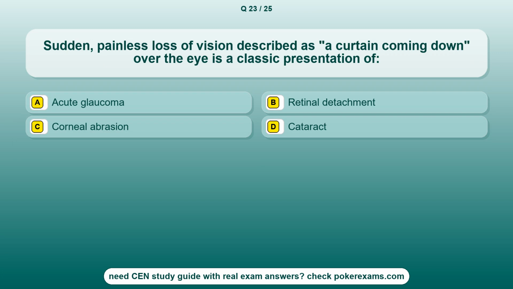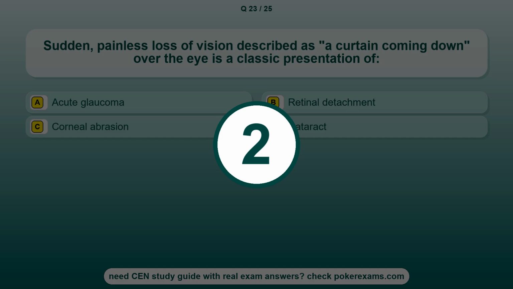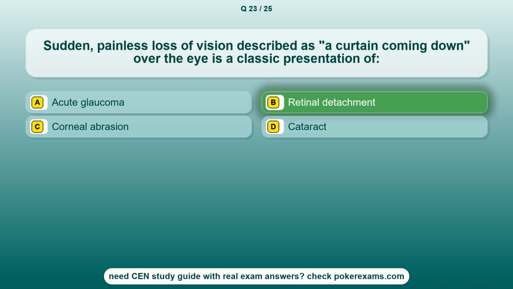Question 23. Sudden, painless loss of vision described as a curtain coming down over the eye is a classic presentation of option A, acute glaucoma. Option B, retinal detachment. Option C, corneal abrasion. Option D, cataract. The correct answer is option B, retinal detachment.